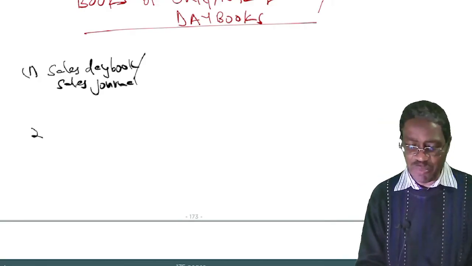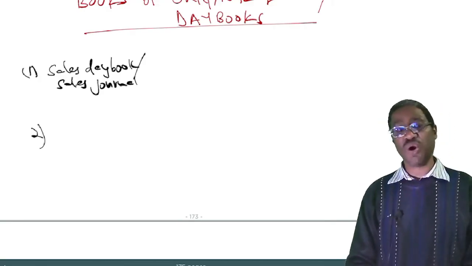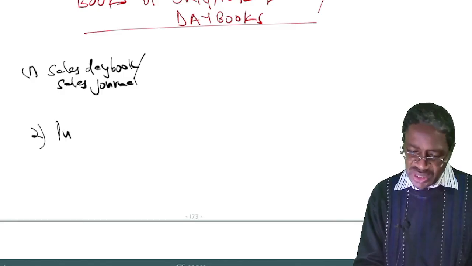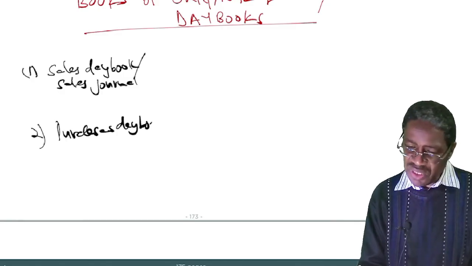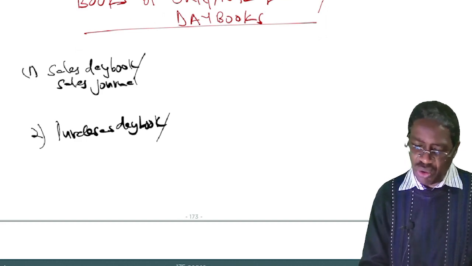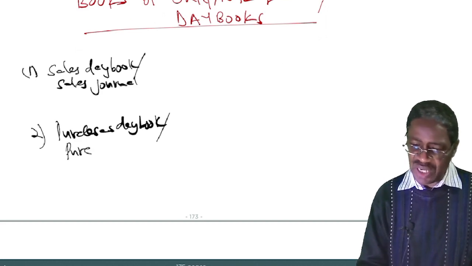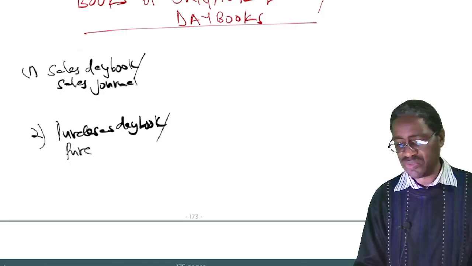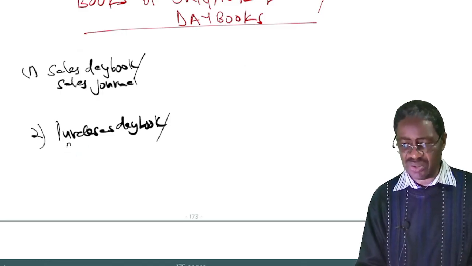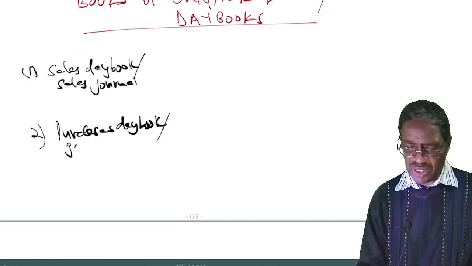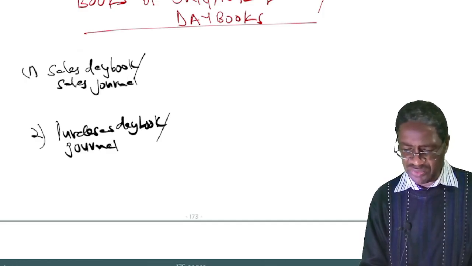The second type of journal is what we call the purchases daybook. We have also said it's also called the purchases journal. Let me just call this one purchases journal. You can call it purchases daybook or journal.